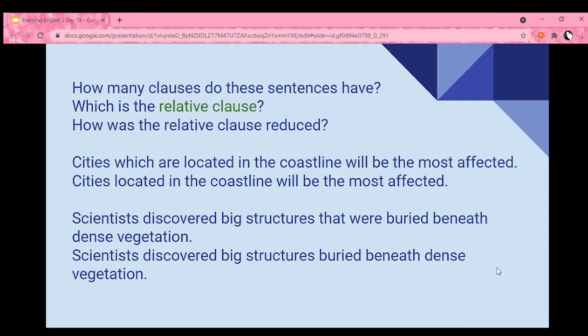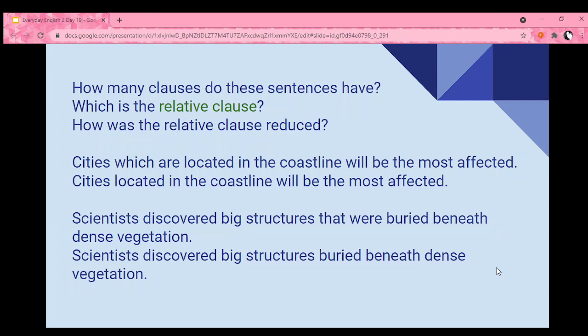Okay, we're going to check this during our class. Now, I want you to please look at these sentences. How many clauses do they have? Please identify the relative clause and how the relative clause was reduced. Let's take a look at the first. Cities which are located in the coastline will be the most affected. Cities located in the coastline will be the most affected.